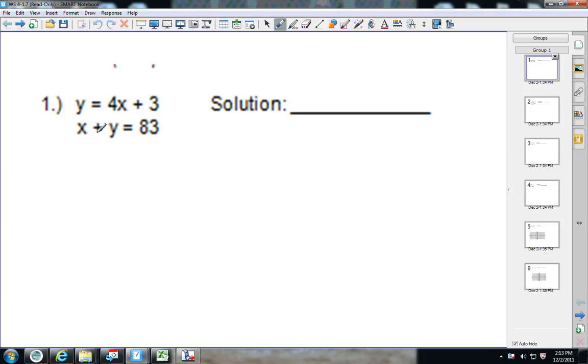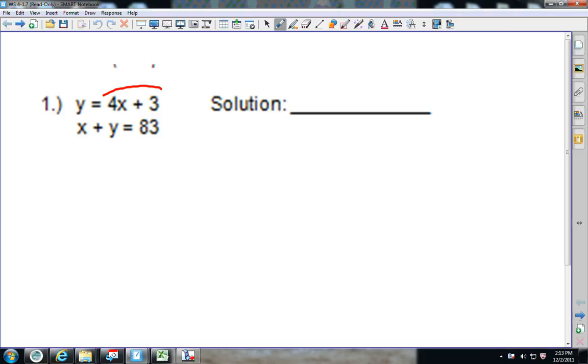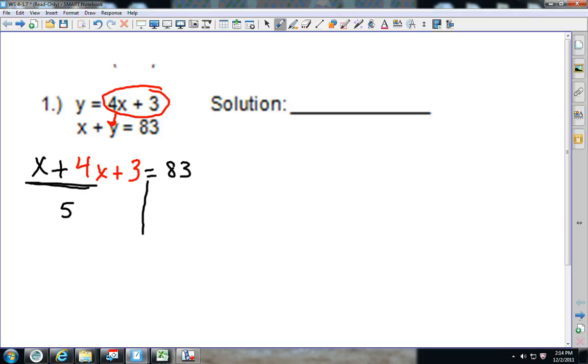When I look at these two equations, do I see one of the equations that's in y equals or x equals form? Yes, I do. Here it is in y equals form. So I'm going to take this and put it in for y. So I'm going to rewrite this bottom equation. I have x plus, instead of y, I'm going to put in there 4x plus 3, and it equals 83. Well, now what do you do? Here's my equal sign right here. Put together these two x's. You get 5x plus 3, and that equals 83.